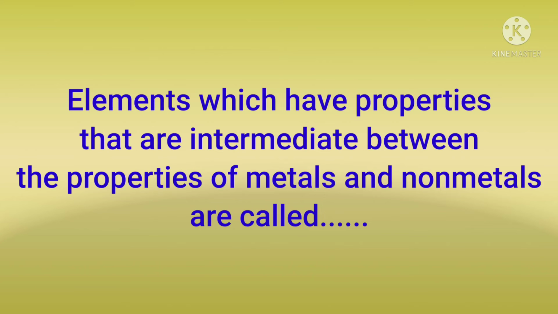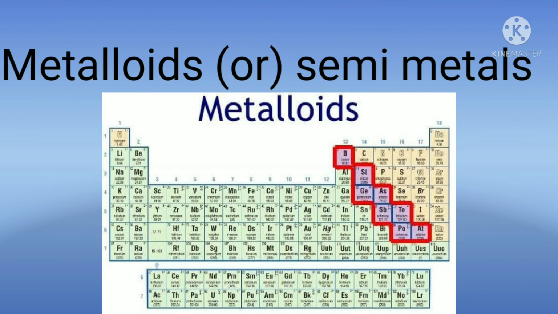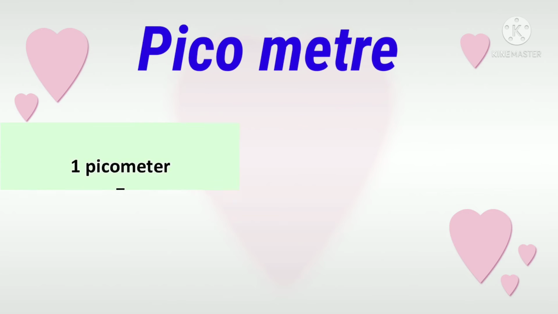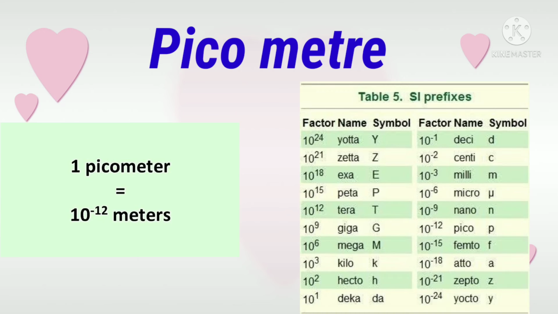Elements which have properties that are intermediate between the properties of metals and non-metals are called metalloids or semi-metals. Atomic radius is measured in picometer. 1 picometer is equal to 10 to the power of minus 12 meters.